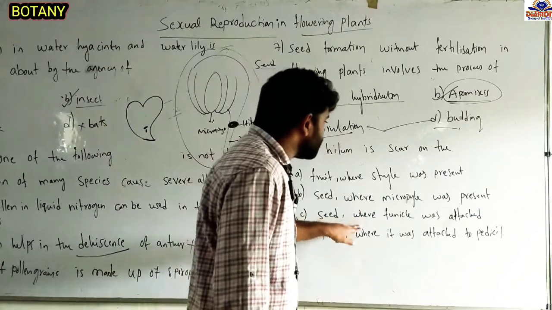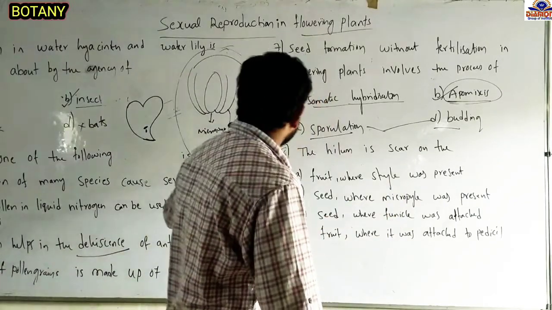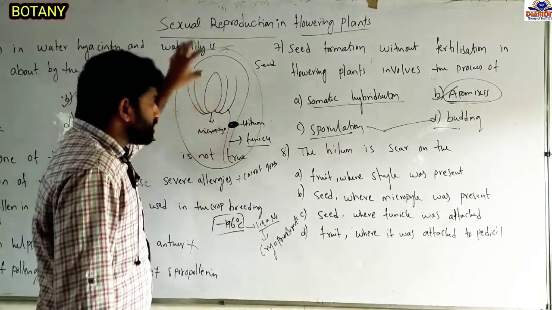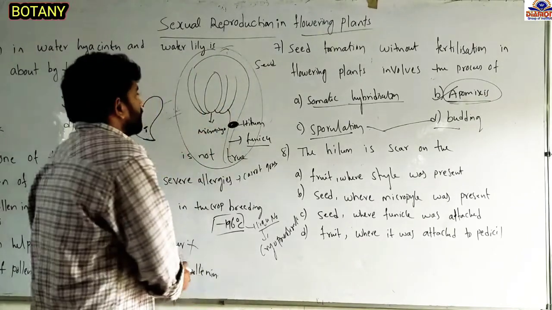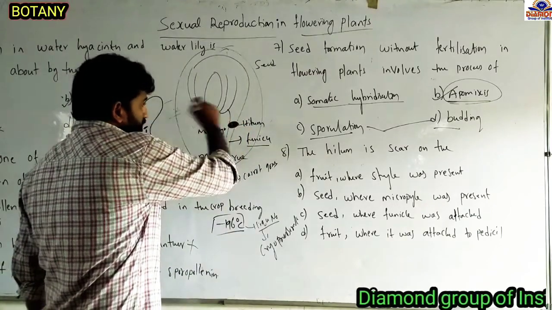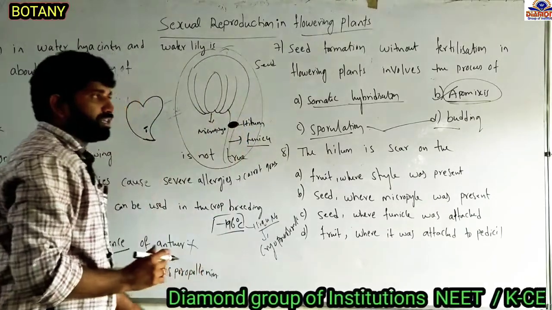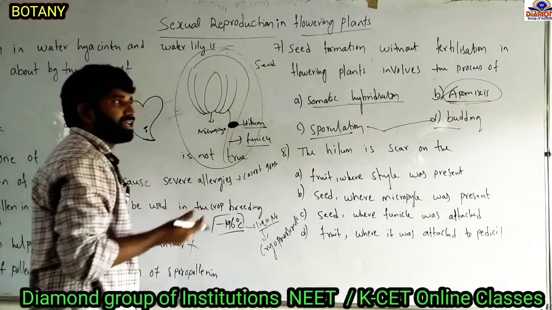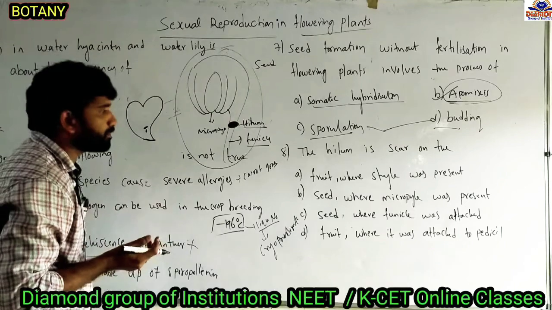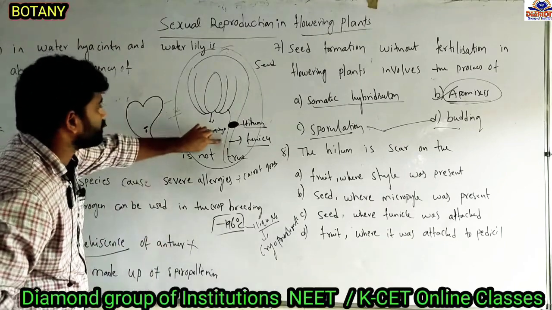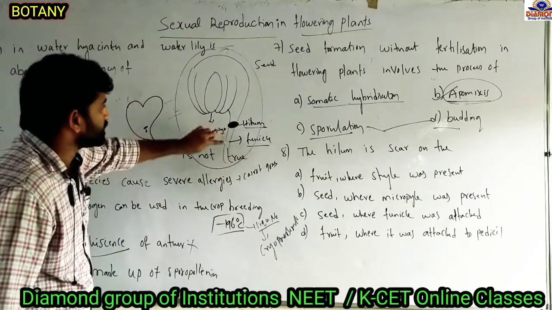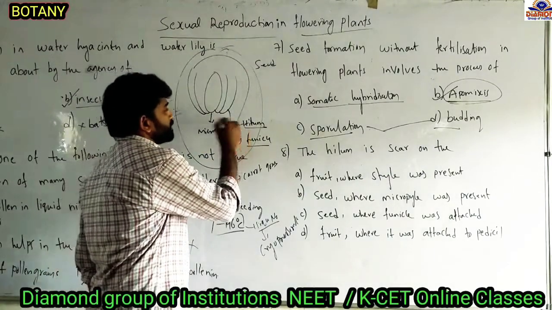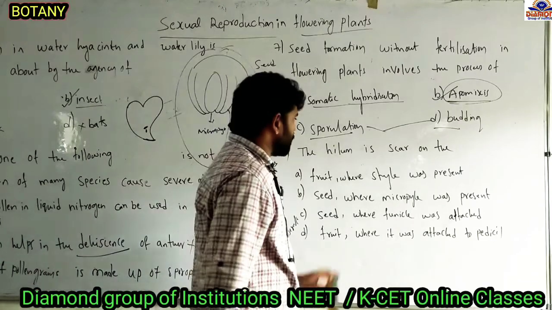And option C, seed where funicle was attached on the surface of the seed. This entire structure acts as a seed. Previously the funicle was attached to the ovular body, and that point is represented as the hilum. It is a small scar after the drying of the seed or the fruit wall. The connection of the funicle also dries, and where the funicle was attached to the ovular body, it remains in the form of a scar. That we call the hilum.